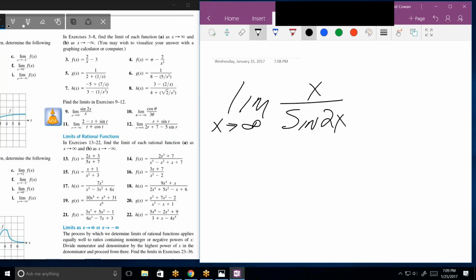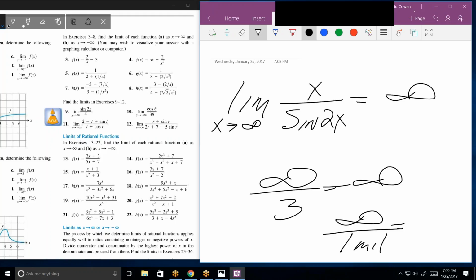In other words, infinity divided by 3 is infinity. Infinity divided by 1,000,000 is infinity. As long as you've got infinity in the top and don't have infinity in the bottom, then the top is going to blow up faster than the bottom and you're going to go to infinity.